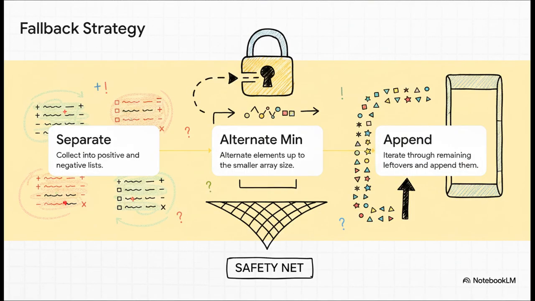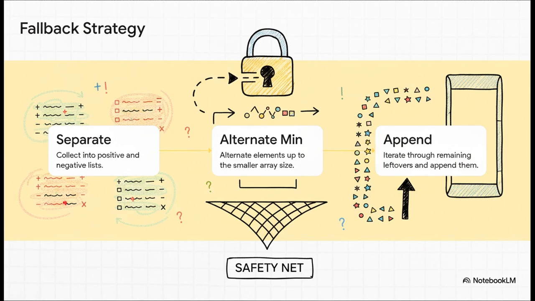So what's the play? A lot of folks freeze up right here, but the absolute smartest move is actually to swallow your pride and fall back to our modified brute force. Step 1, do the split. Iterate and separate the numbers into a positive list and a negative list. Step 2, figure out which list is smaller. We alternate elements into our answer array exactly up to the size of that smaller list. Step 3, whichever list is larger, we just iterate through its remaining leftovers and append them to the end.